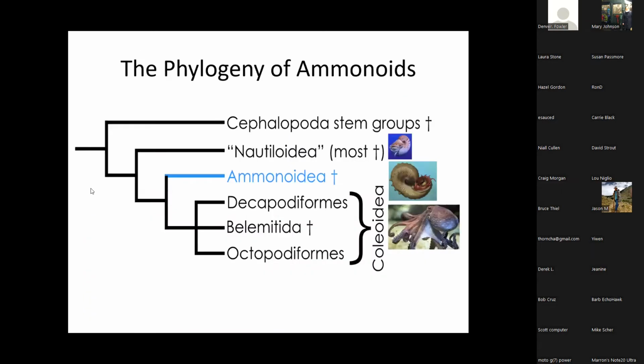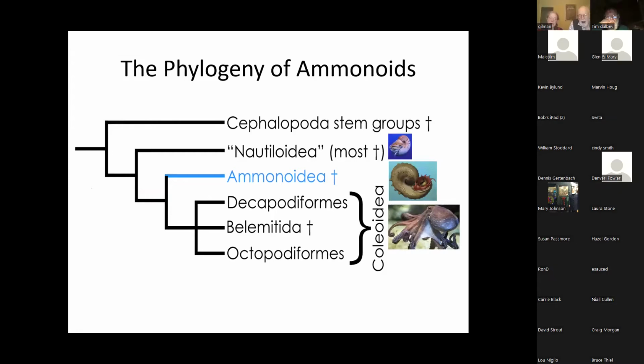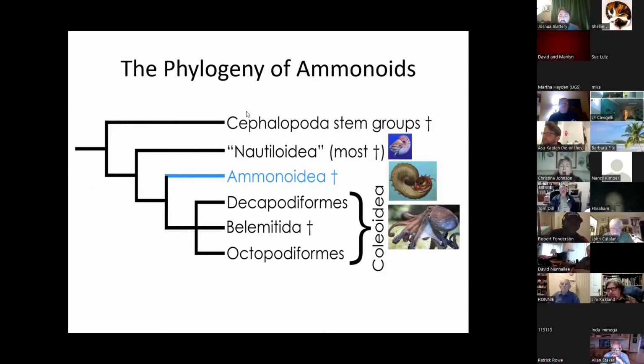So you can see this right here. This is a reconstruction of the phylogeny of modern and fossil cephalopods. There are the cephalopod stem groups, which probably lived during the Cambrian. They're these weird little limpet-like organisms that we think are early cephalopods. Then there's the Nautiloidea, which is probably the least derived of all the cephalopods.